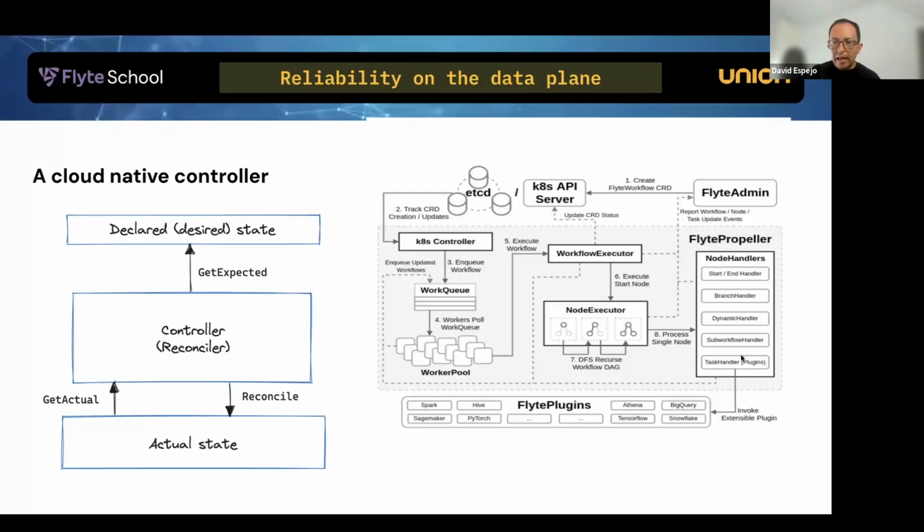Cool. And again, Flyte Prepare will invoke the plugins if it's needed, if you declare that in the code. And again, it will report events to Flyte admin. So those are the reliability guarantees on the data plane. Even despite failures, it will arrive to your declared, or to your desired state, right?